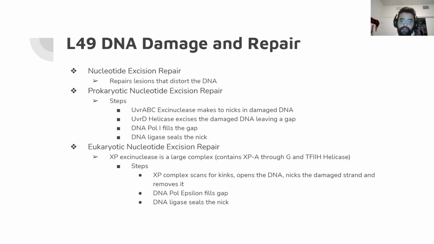For our eukaryotes, we have something called our XP exonuclease, which is just a large complex that has XPA through G and our TFIIH helicase, if you remember what that was in our pre-initiation transcription for eukaryotes. So our XP complex scans for kinks, opens the DNA, nicks the damaged strand, and removes it. Then our DNA polymerase epsilon fills the gap, and DNA ligase seals the nick. So basically, UvrABC and UvrD are two enzymes, and the XP exonuclease does the same function. XP exonuclease does a lot of the same things that these Uvr proteins did for prokaryotes.